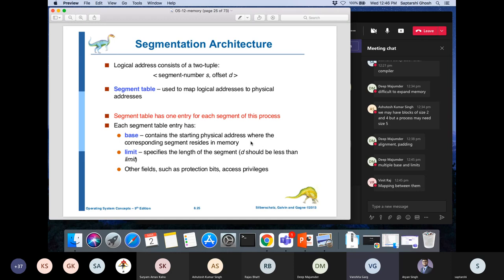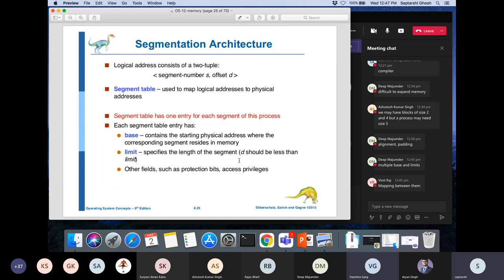So let's understand. Here, the logical address consists of a 2-tuple, a segment number, say S, and an offset within that segment called D. And the OS maintains a segment table for every process, which is used to map a logical address to a physical address. Now the segment table has one entry for each segment of this process. And what does each entry contain? Like what Deep said, it's a base and limit. Base is the starting physical address where this segment has been loaded in the physical memory, and limit specifies the length of the segment. So basically multiple base and limits, one for each segment, grouped into a table which we call the segment table.